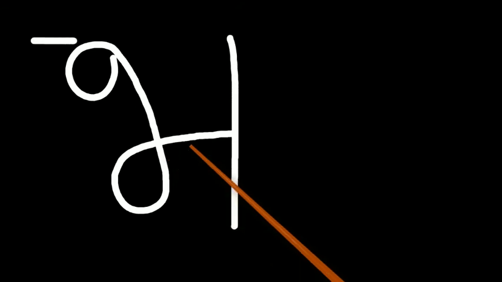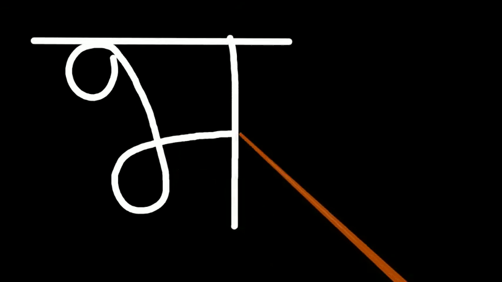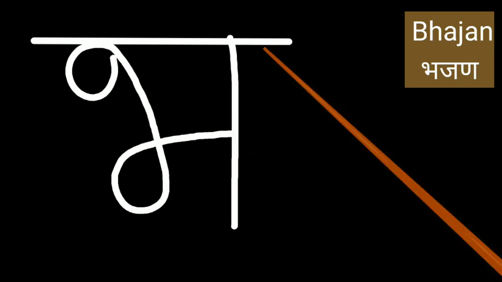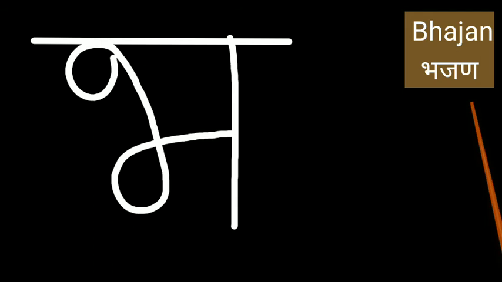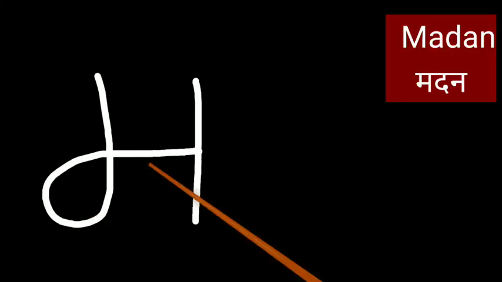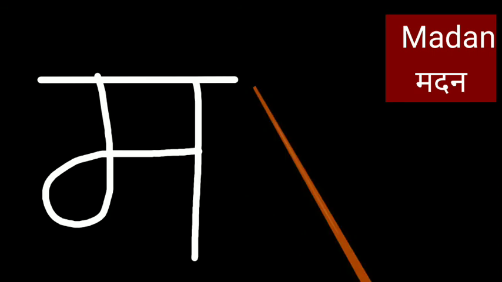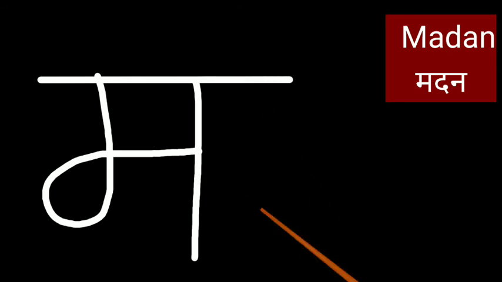Next is bh. One small circle, join to slanting line and again take a turn and horizontal line, then vertical line, then join horizontal line on the top. It's called bh. Word is bhajan. Next is ma. One vertical line, then take a turn and horizontal line, then join vertical line, then horizontal line on the top. It's called ma. Word is madana.